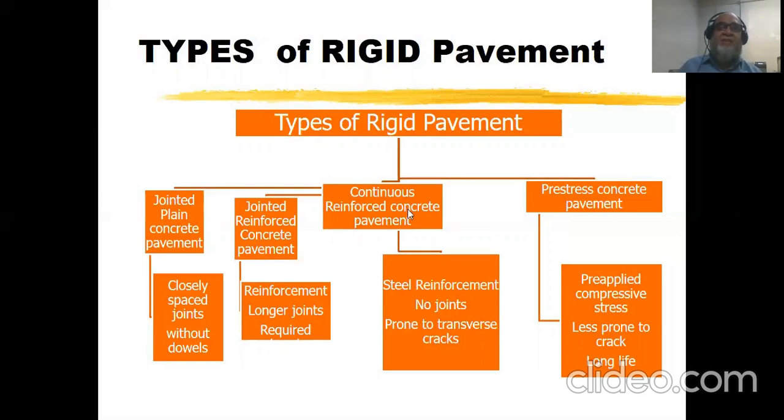Then there is what we call continuous reinforced concrete pavement. It has no joints at all. But the problem is that when there are transverse cracks, they do appear, and it's still being researched. But nowadays, people prefer constructing CRCP, continuous reinforced concrete pavement, because it has fewer joints. Then there is prestressed concrete pavement. It's just like a prestressed member in which compressive stresses are already applied, and it is less prone to cracking and has a longer life. One of the advantages is that it's just like a cast in situ slab: you can construct it anywhere, and then place it and replace it during the pavement work without disturbing much of the infrastructure.